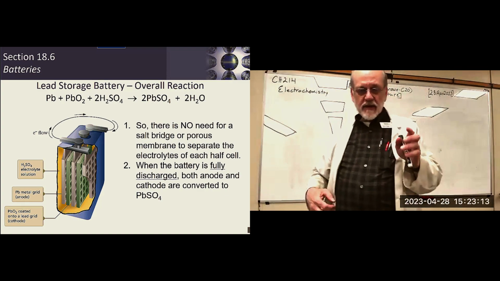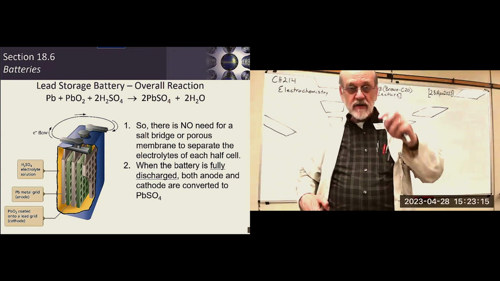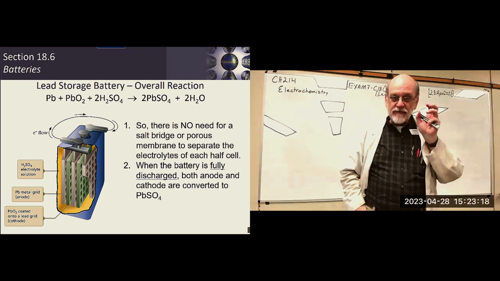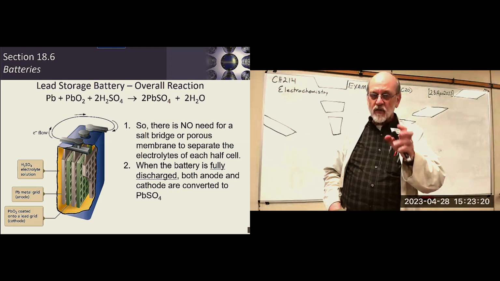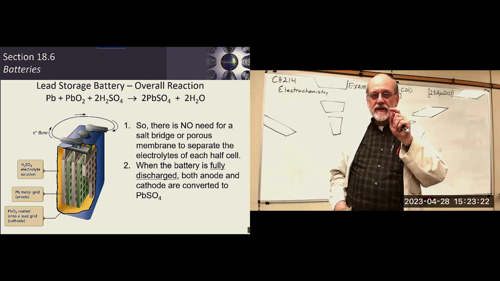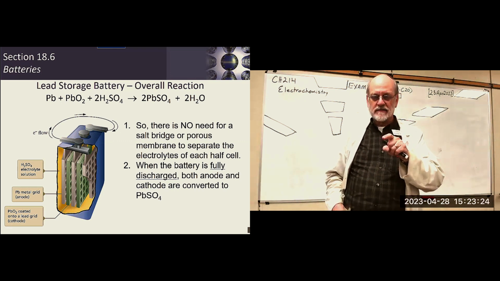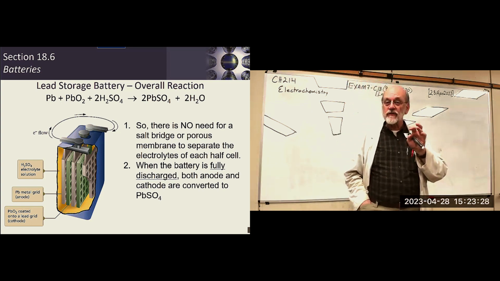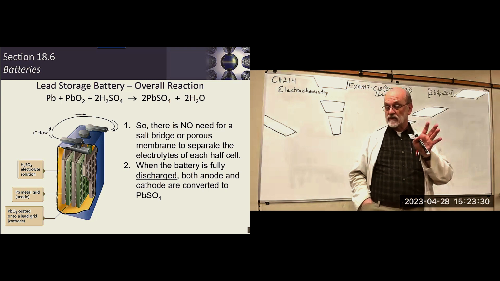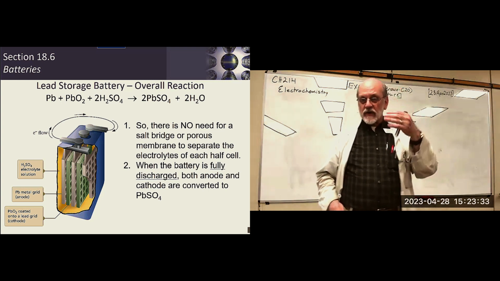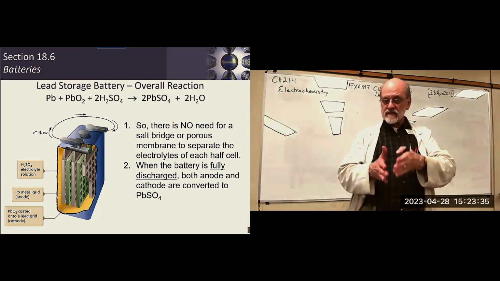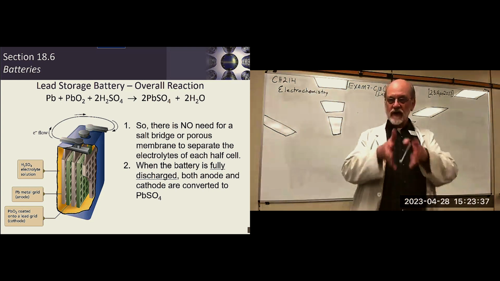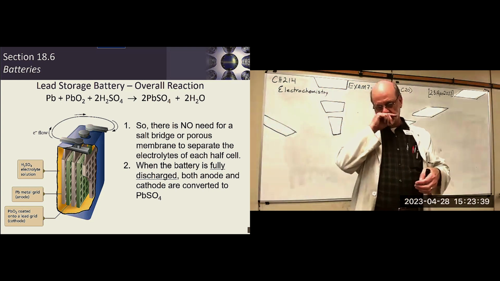Notice that both the anode and the cathode, the lead and the lead 4 oxide, react and produce lead 2 sulfate. Both of them produce lead 2 sulfate. Where does that lead 2 sulfate go? It's not soluble. It ends up coating the plates. So you get lead 2 sulfate on the plates themselves.